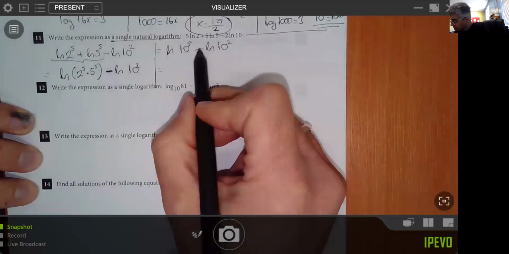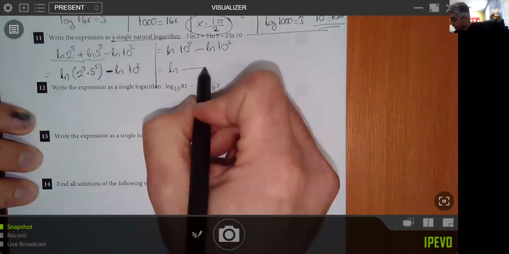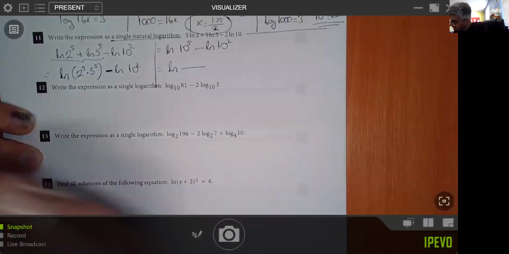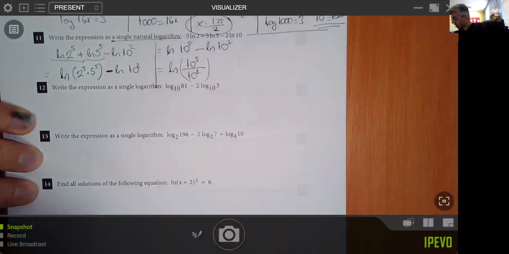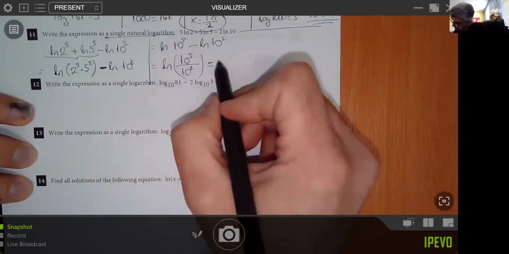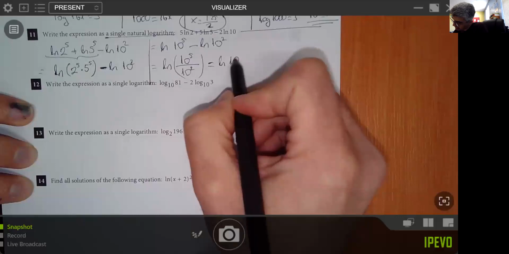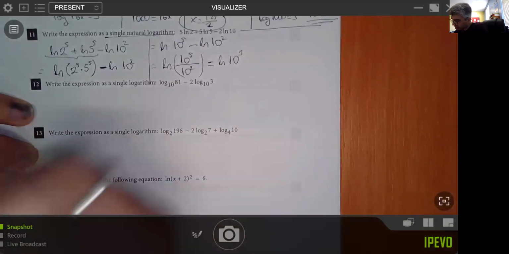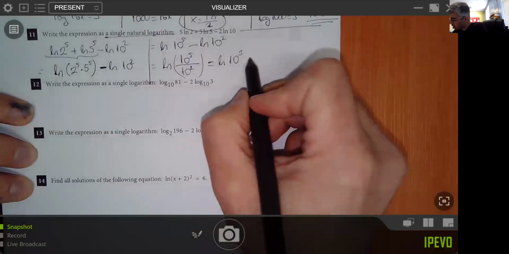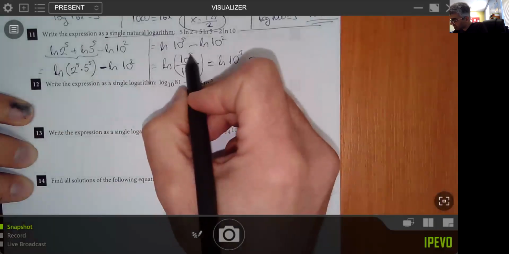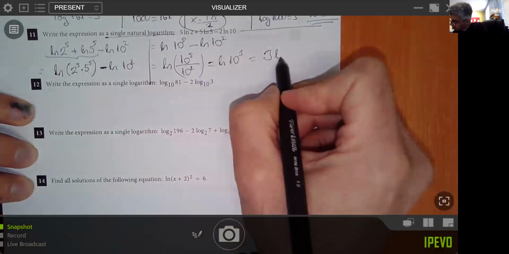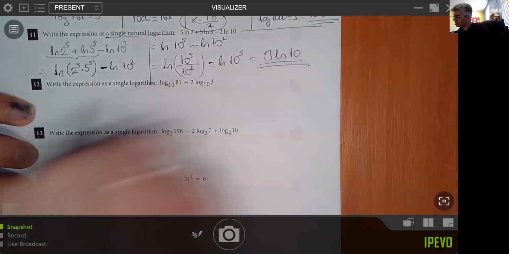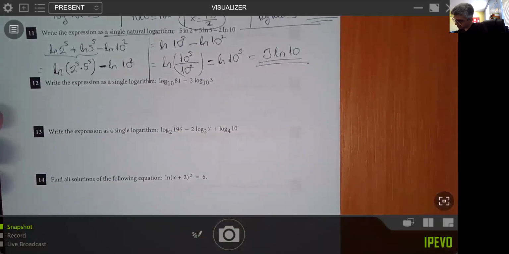And now we have a division. We have ln of 10 to the power of 5 over 10 squared, which is 10 cubed, because 5 minus 2 is 3. And that 3 I can write here as a coefficient. So 3 ln 10 is the final answer. Is it clear?